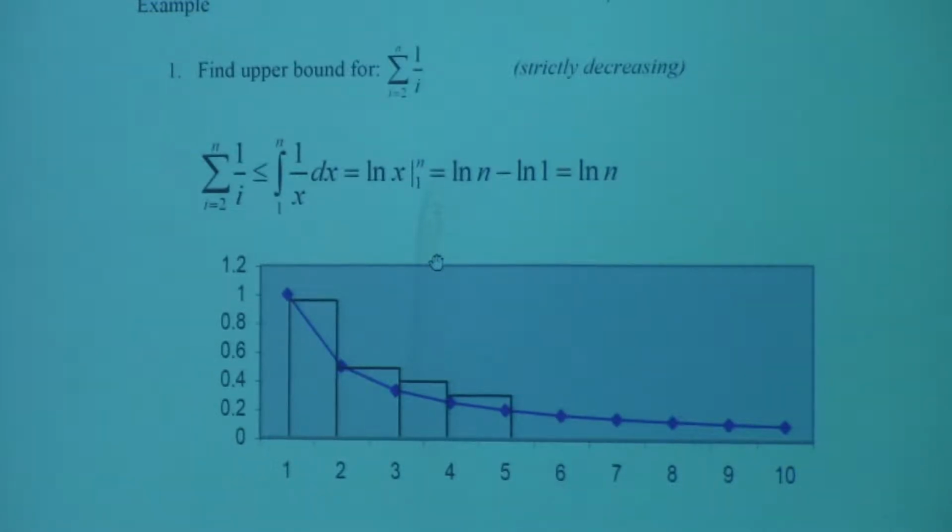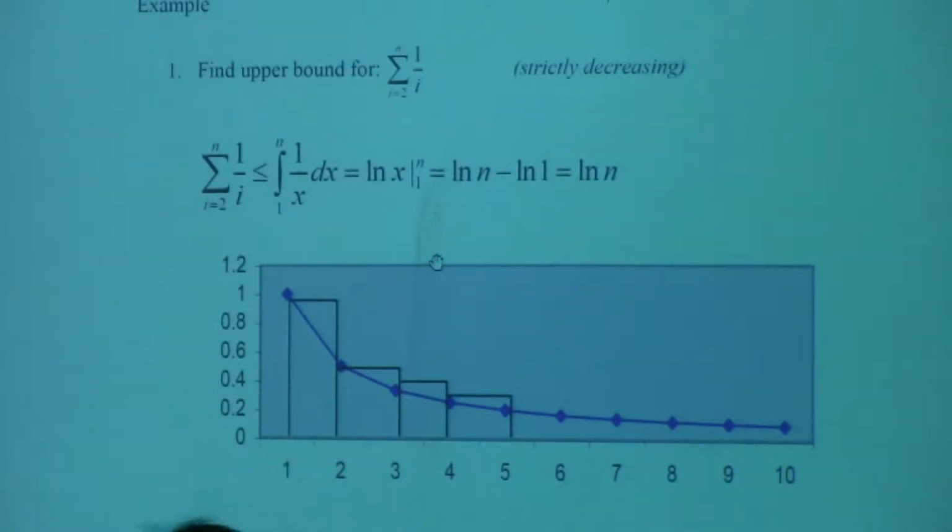This function has no closed form. The summation of 1 over i from 2 to n does not have a solution. Okay? It's not geometric. It's not one of our fancy summations that we can cancel out. It doesn't have an exact solution. But we notice that if you look at the dots, this is 1 over 1, 1 over 2. The dots are a discrete function, right? If we look at the dots, we notice the function is strictly decreasing. Getting smaller, smaller, smaller. As it goes to the right, it's getting smaller, strictly decreasing.